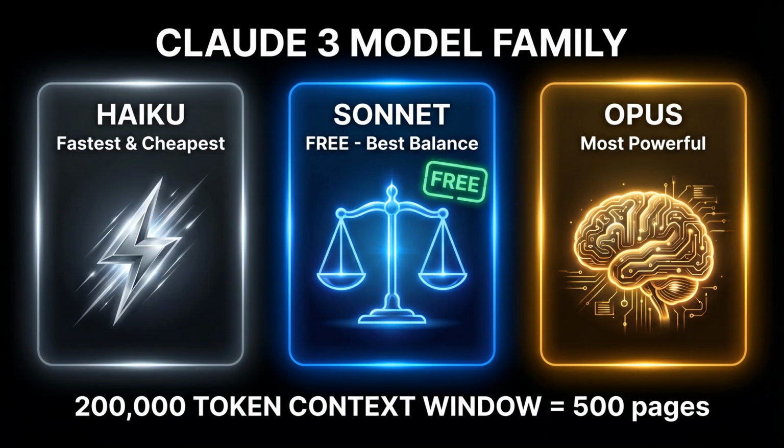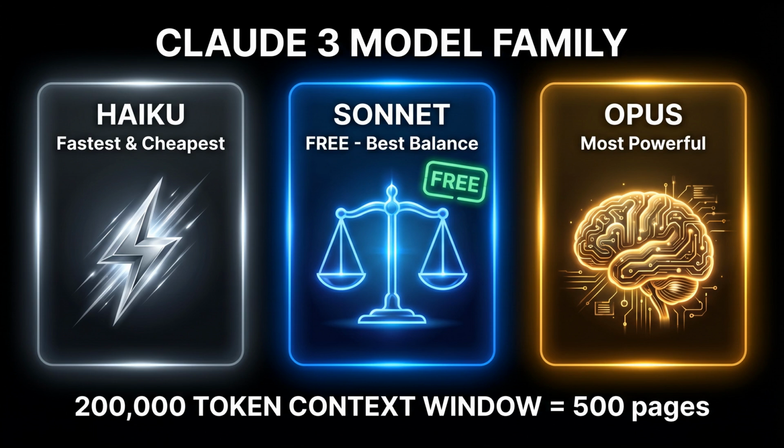Before we jump into the interface, you need to understand what makes Claude 3 special. Anthropic released a family of 3 models: Haiku, Sonnet, and Opus. Haiku is the fastest and cheapest. Sonnet is the balanced middle ground, and it's completely free to use. Opus is the heavy hitter, designed for complex reasoning and advanced tasks.